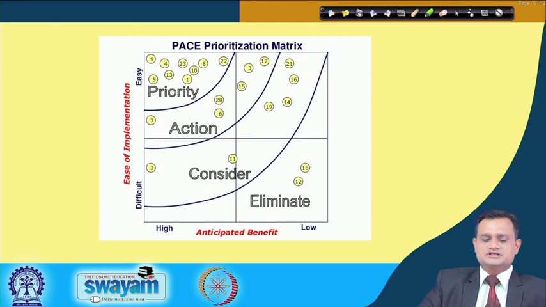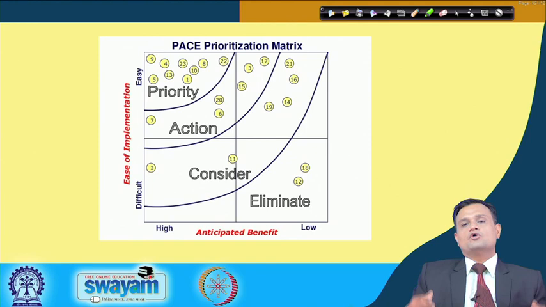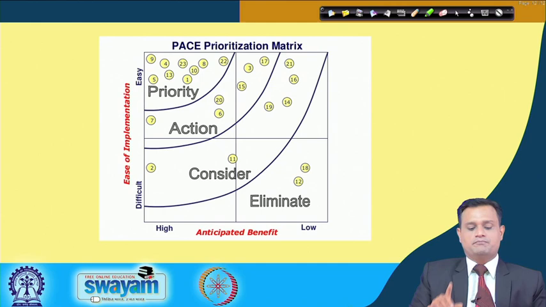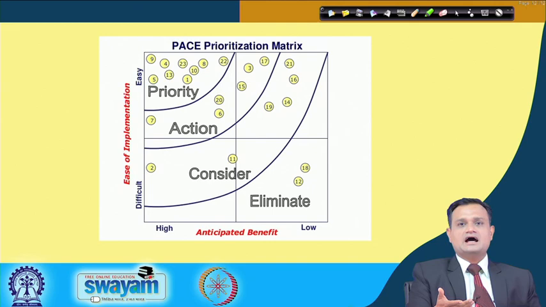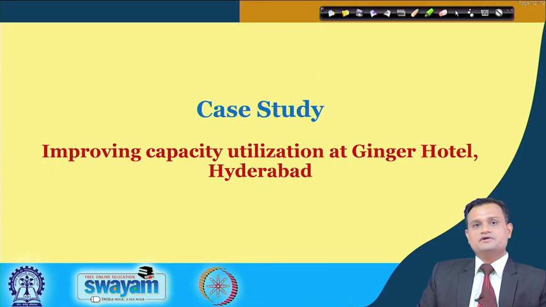I have anticipated benefit from high to low on the x axis and ease of implementation on the y axis, difficult to easy, and I try to put my opinions, the alternatives and suggestions of the people on this matrix, in these four quadrants, depending upon anticipated benefit and the ease of implementation. Then logically I will put this grid and try to classify my various opinions or options into priority, action, consider and eliminate.